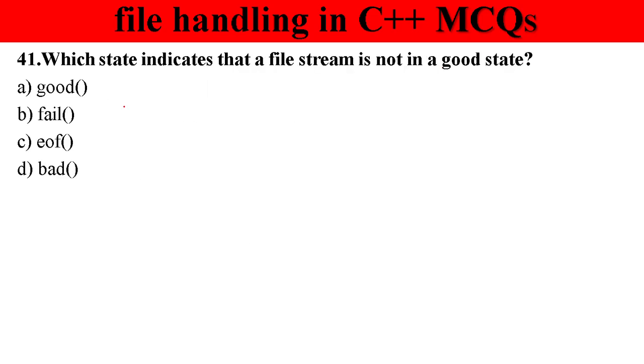Question number 41. Which function indicates that a file stream is not in a good state? A. Good. B. Fail. C. EOF function. D. Bad function. The function that indicates the file stream is not in a good state is B, the fail function.